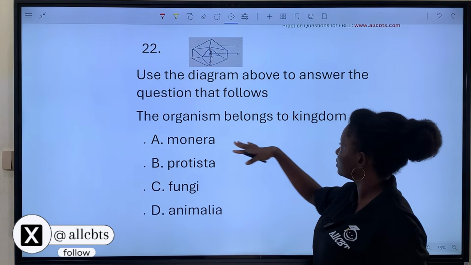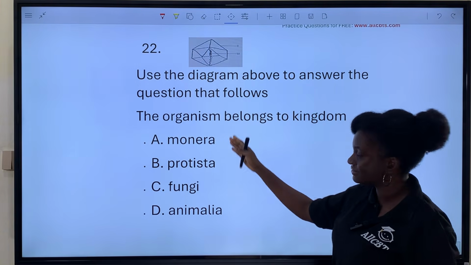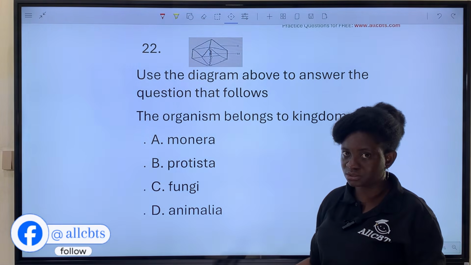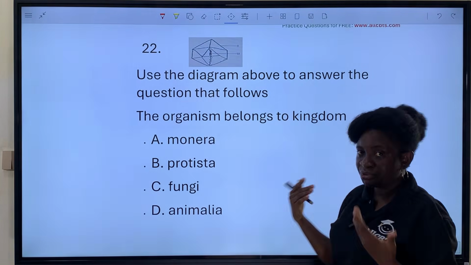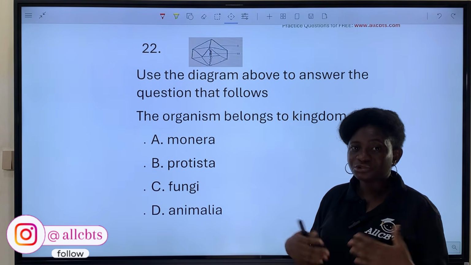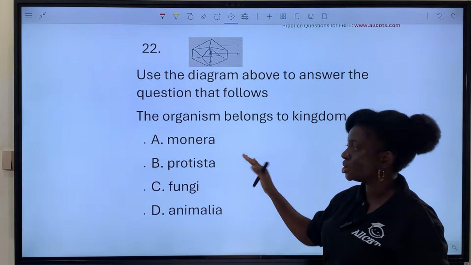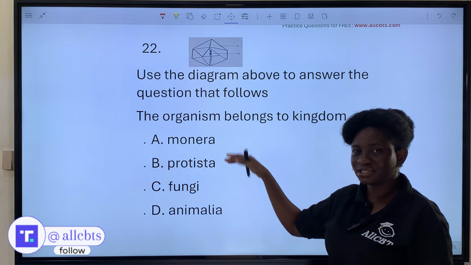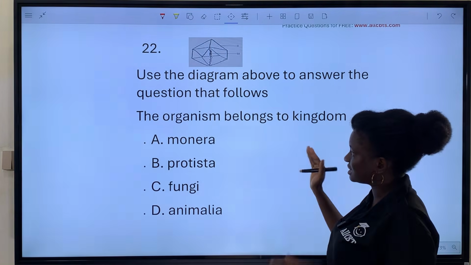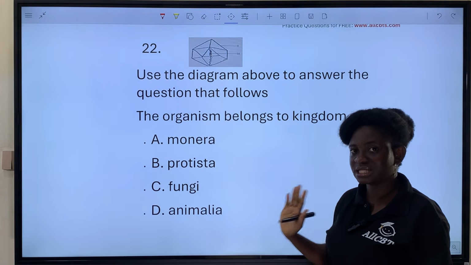So the virus organism belongs to which of these kingdoms? You know that viruses do not have a true nucleus. They are treated as prokaryotes, so the virus organism belongs to the kingdom Monera. They don't have a true nucleus. That is why option A is the correct answer here.